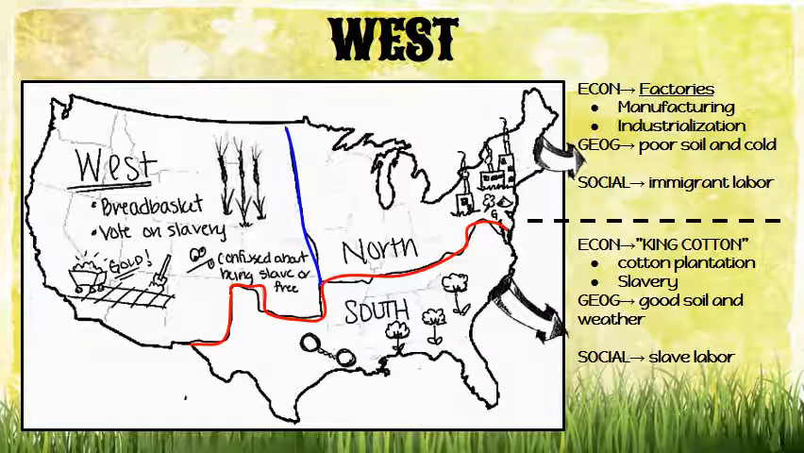All right, the final section is the West. In the West, they call it the breadbasket. In this region, they also had to vote on slavery, but they were very confused about whether they were going to be a slave state or a free state. You also have, in the California region, here's California, we have the gold.